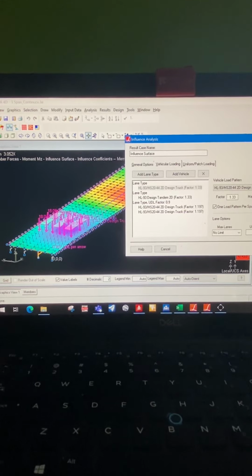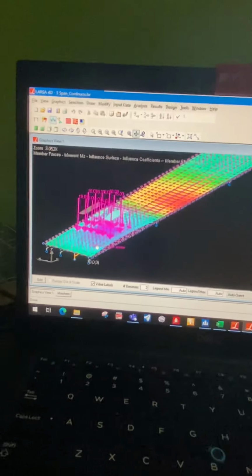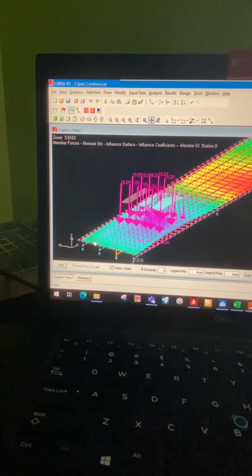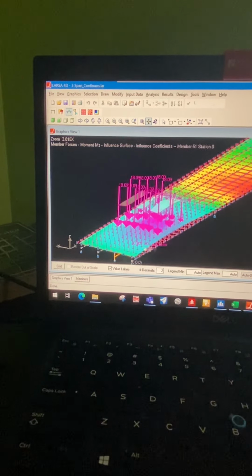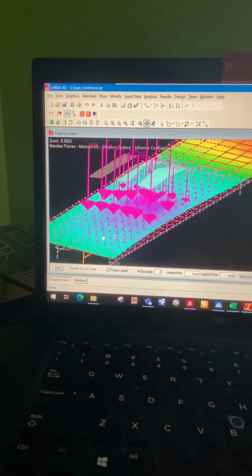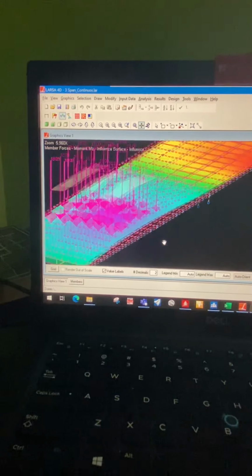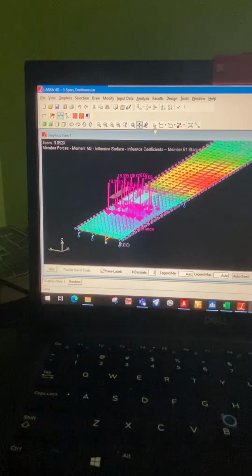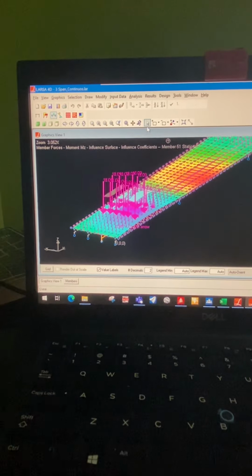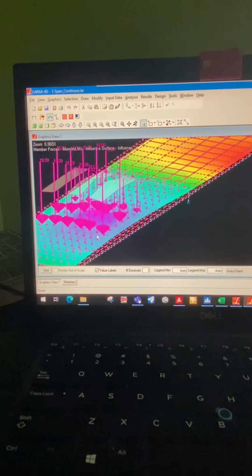As you can see here, all these lanes are loaded. We have 1 lane, 2 lanes, the 3rd lane. The small ones right here are the lane load, and then these are the 3 truck loads. As you can see, when I use this selection point, I push this pointer tool to find the maximum bending moment at the center.